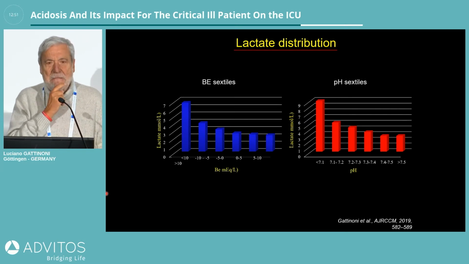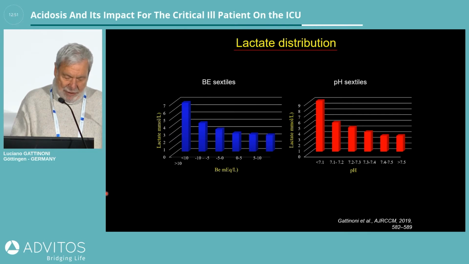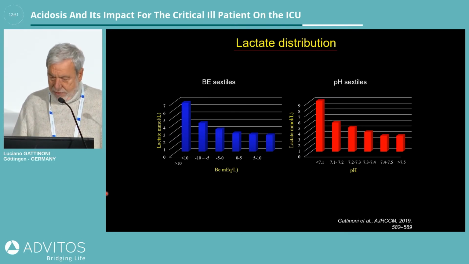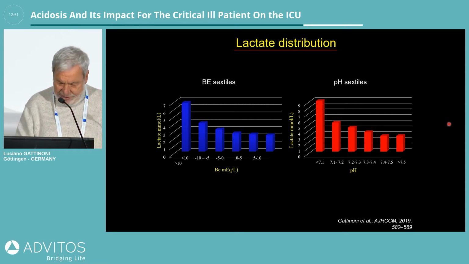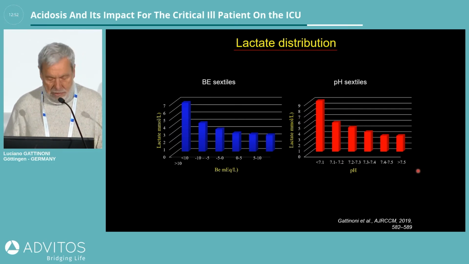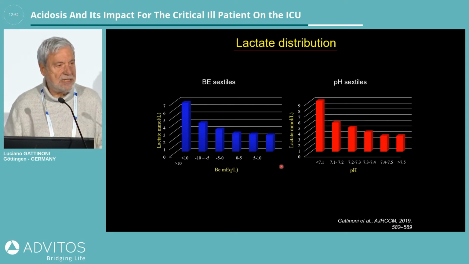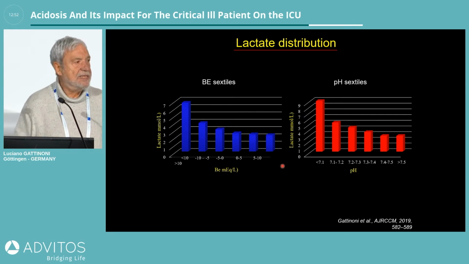Let's see. This is lactate and pH. Look at the base excess. Minus 10, minus 10 to minus 5, minus 5 to 0, 0 to 5 here. Okay. You have this base excess and you have the pH. But look, there are certain points at which the lactate stays constant regardless of the pH. And here, lactate stays more or less at the same level regardless of the base excess.